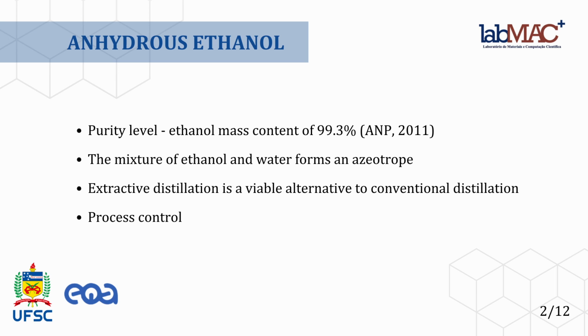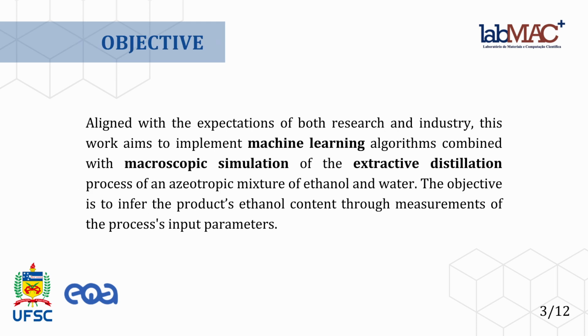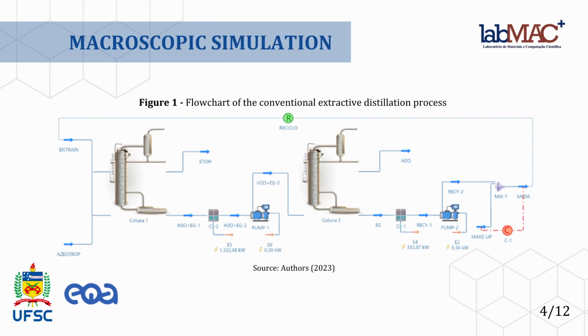However, strict control of the process is necessary in order to avoid input parameter fluctuations from affecting the required purity for anhydrous ethanol. Aligned with the expectations of both research and industry, this work aims to implement machine learning algorithms combined with macroscopic simulation of the extractive distillation process of an azeotropic mixture of ethanol and water. The objective is to infer the product's ethanol content through measurements of the process input parameters. First, the simulation of the extractive distillation process was developed using the chemical process simulator DWSIM.